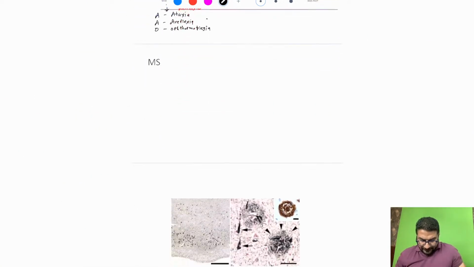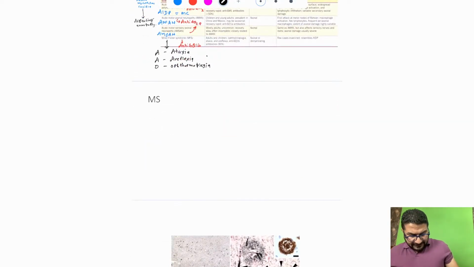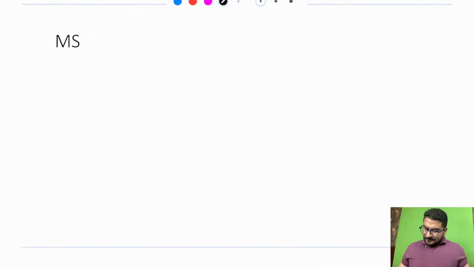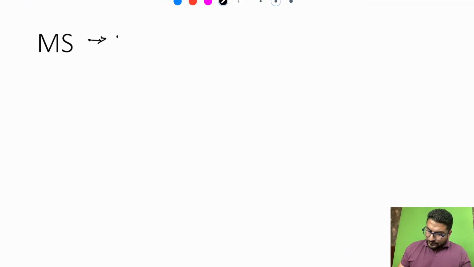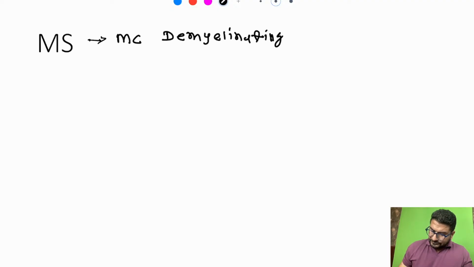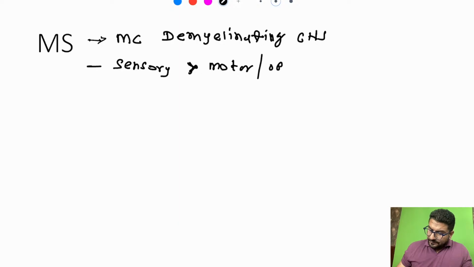Okay, now we have a topic, we call this MS. MS means multiple sclerosis. They ask you straightforward questions in the exam from MS. It is the most common demyelinating CNS disease. Then in MS, they ask what the most common symptoms are. The most common symptom will be sensory symptom. Then some patients will develop motor symptoms, and some patients will develop optic neuritis.